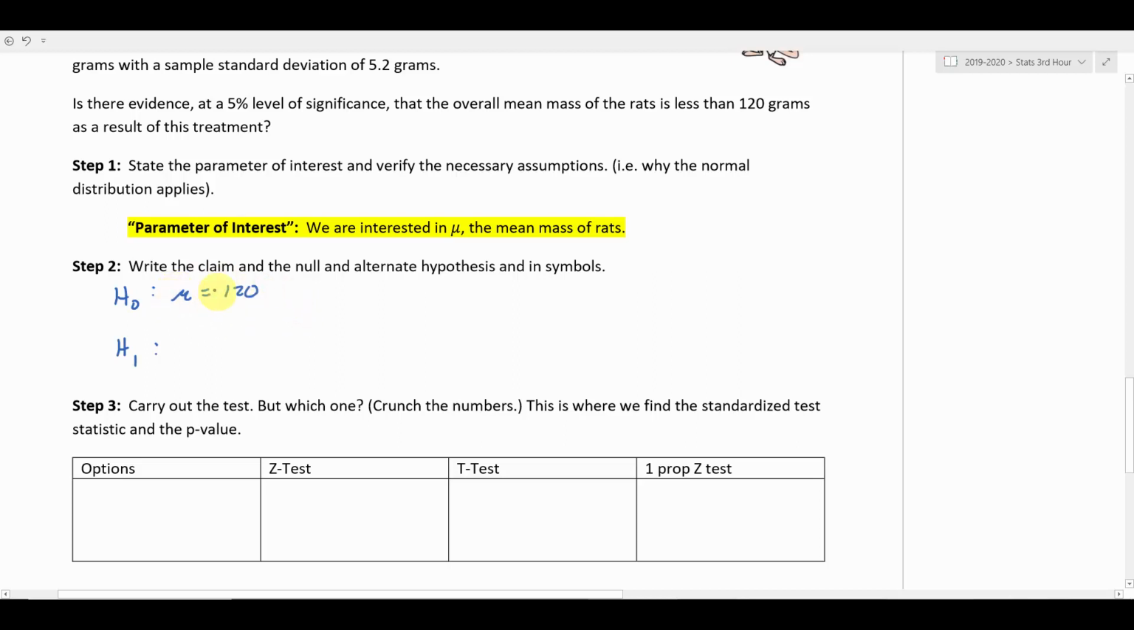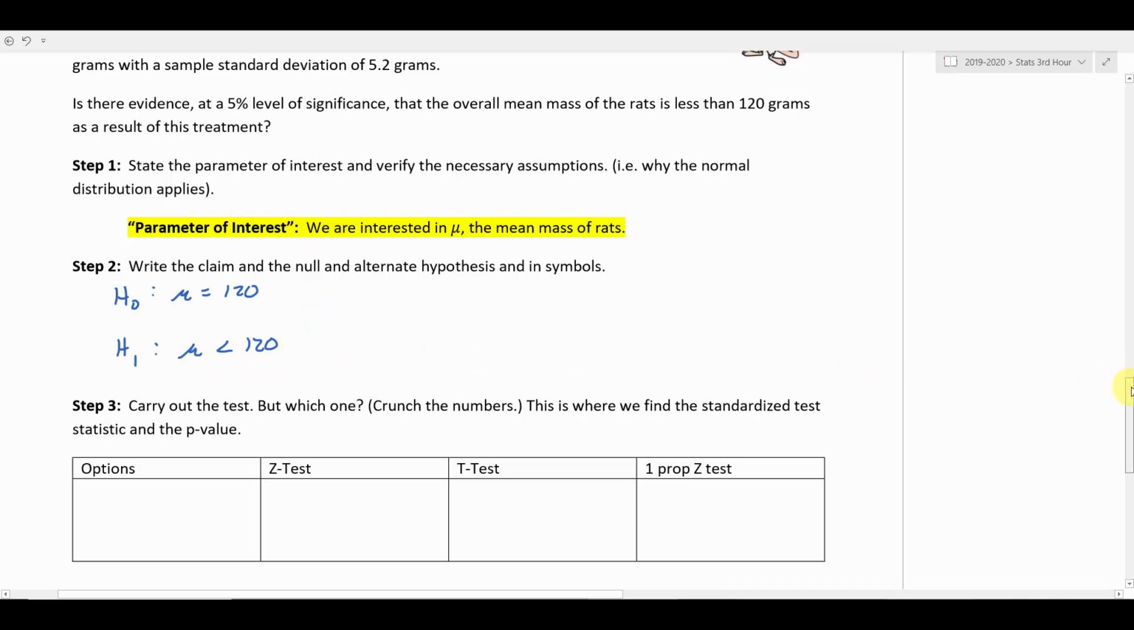So I'm going to go ahead and put my equality statement in the null hypothesis. And then the contradiction to that is that the mean is going to be less than 120, because remember, their concern was that the rats are losing weight as a result of the drug. So we want to test against weight loss. Okay, so we want to specifically be less than 120. So this will be a left tail test.